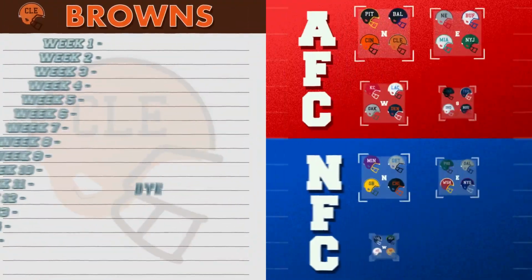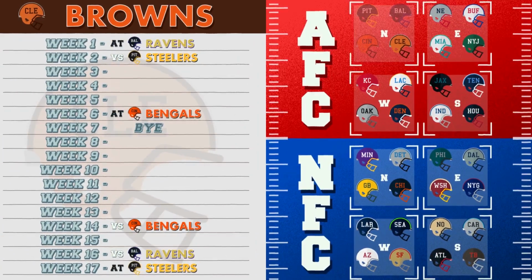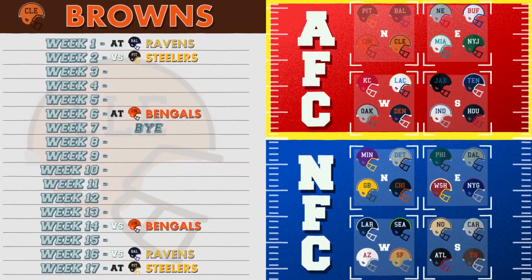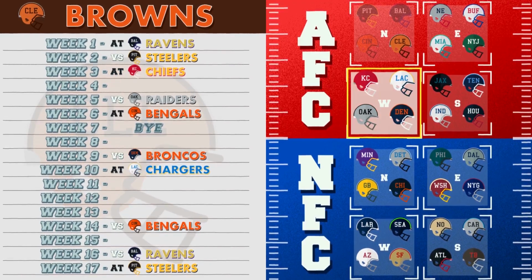We begin with the Browns will play 6 games against their divisional opponents, 1 home and 1 away. Next up, the Browns will play 4 games against a different division within the same conference, having 2 home and 2 away games. For this example, I'll pick the AFC West.